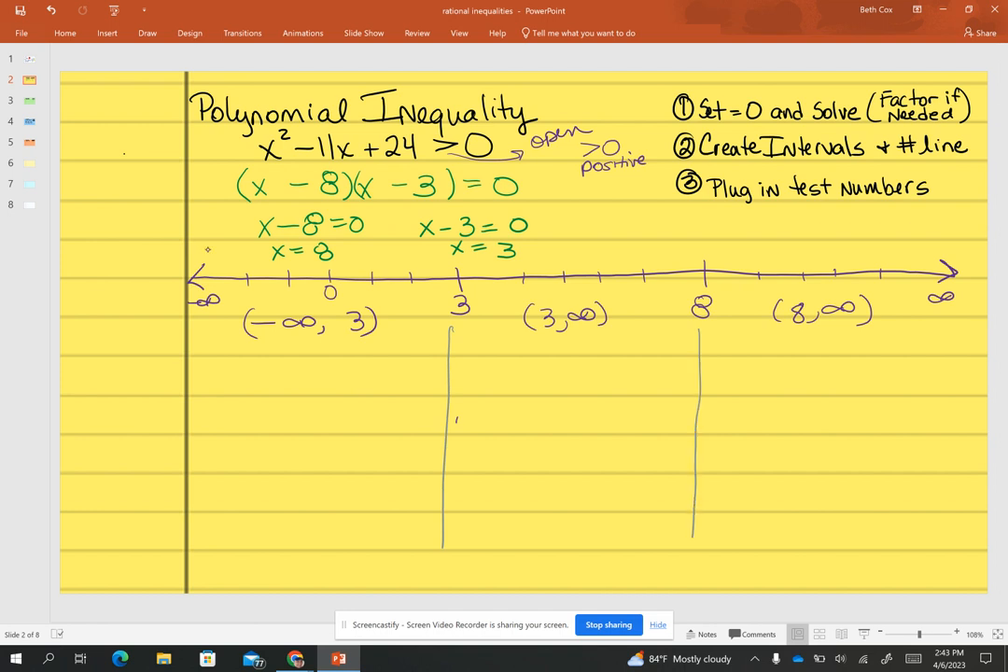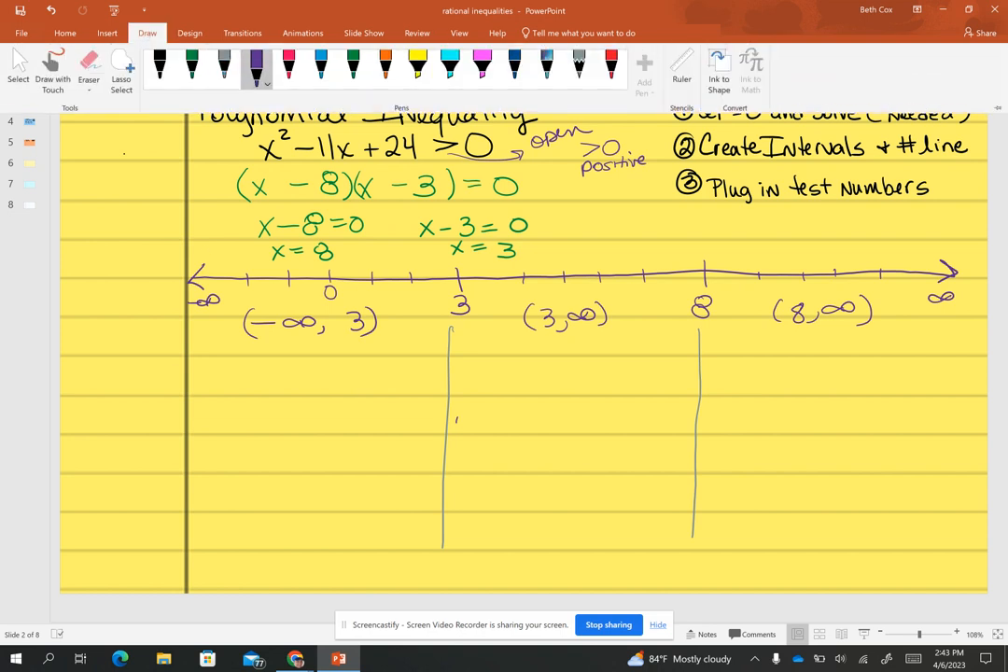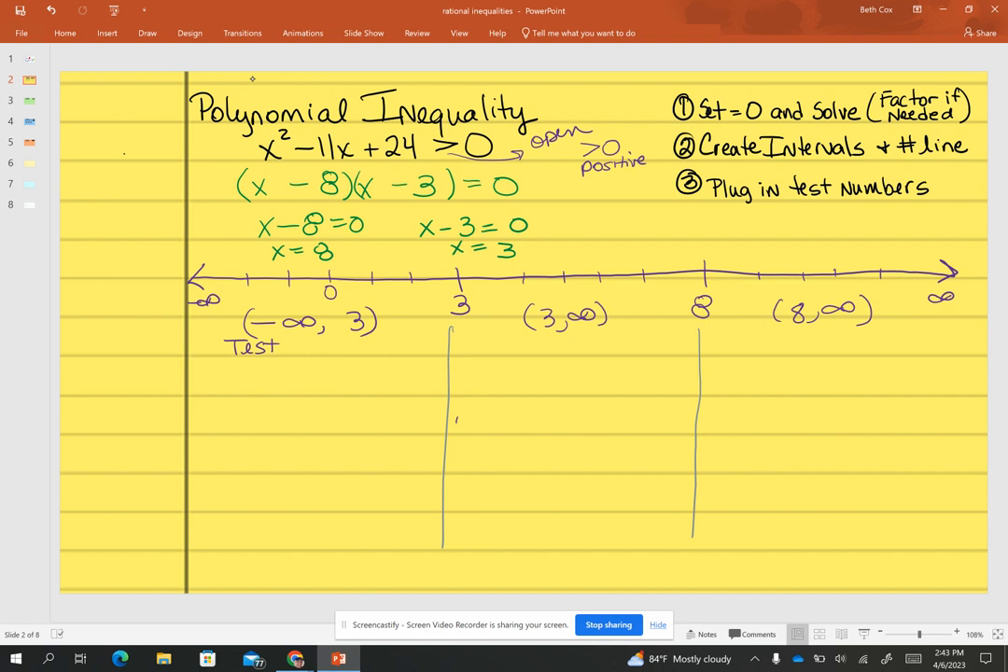So in this first one, there's a number in here I'm going to test. I'm going to test 0. So I'm going to plug in 0. Now I'm going to use the factored form to plug in. So that would be 0 minus 8 times 0 minus 3. And the question is, is that greater than 0? Greater than 0 is positive. So that would be negative 8 times a negative 3, and that is positive, because a negative times a negative is a positive.